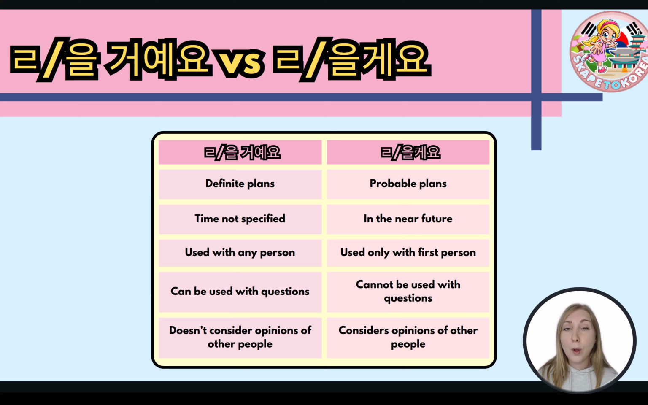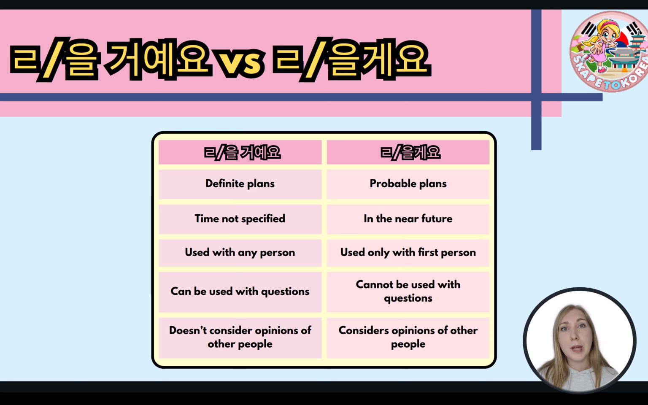Also with the 거예요, the time is not specified. It can kind of be any time in the near future, but also in the faraway future. But the 게요 is more commonly used when you're talking about the near future, something that's going to happen soon, like tonight, tomorrow, or on the weekend.